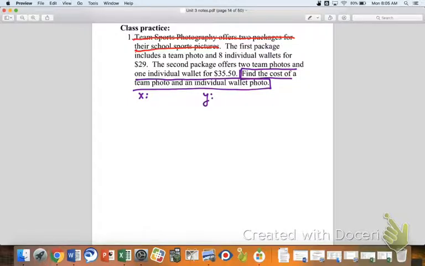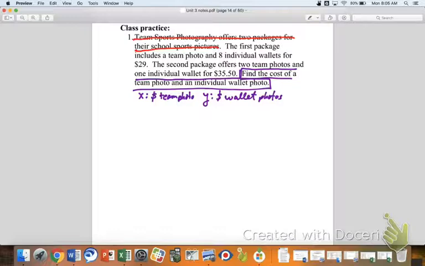And as I read those sentences up above, I see that team photo is mentioned first in both. So if it's okay with you, I'm going to say that X is going to stand for the cost of team photos, and Y is going to stand for the cost of wallet photos. So if you're going to be generic and use X and Y, which is fine because we're familiar with X's and Y's, right? We use those a lot.